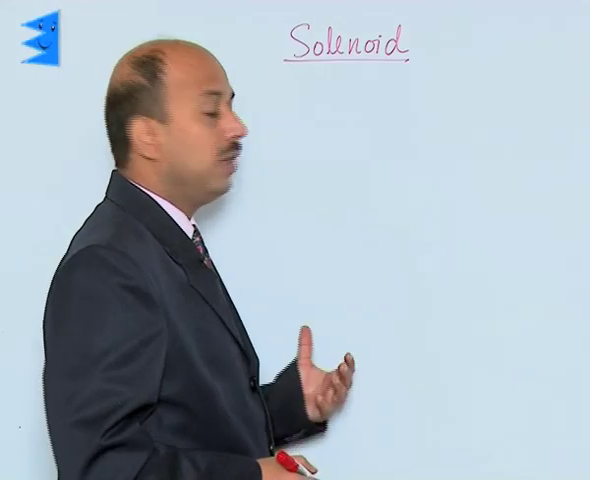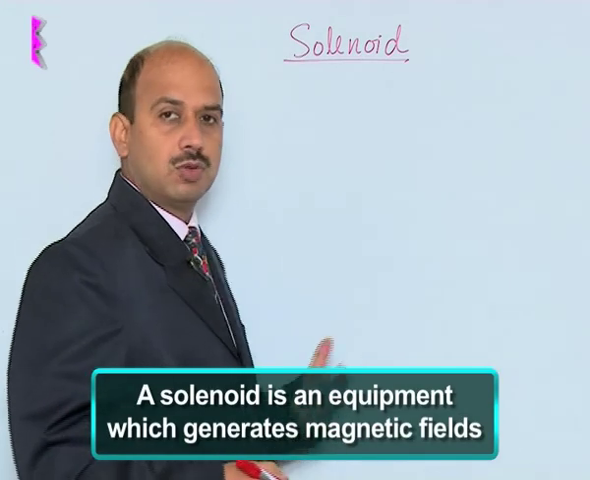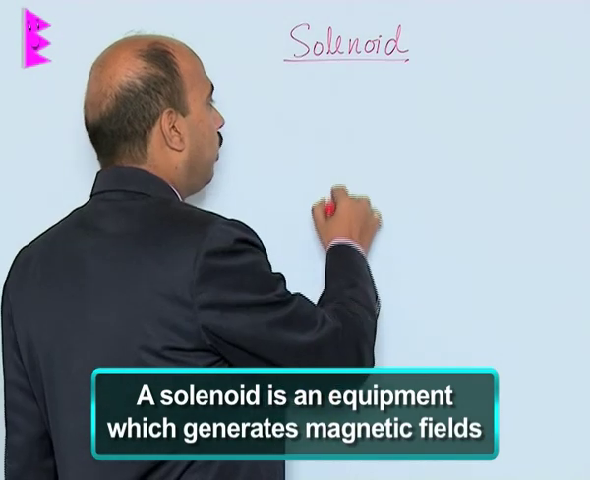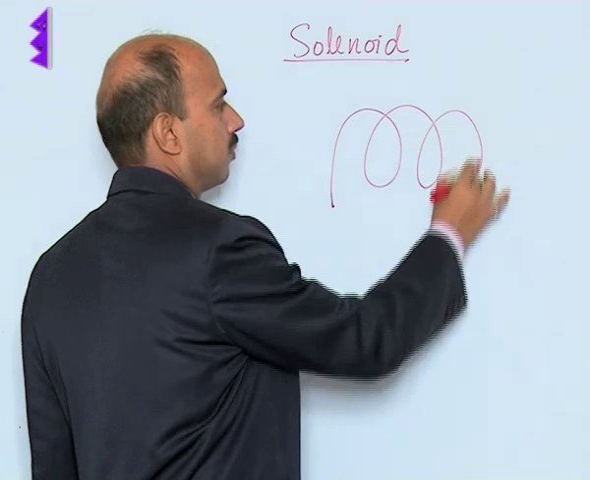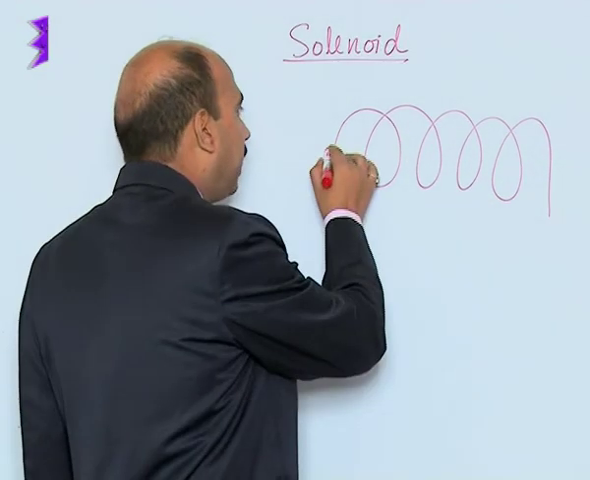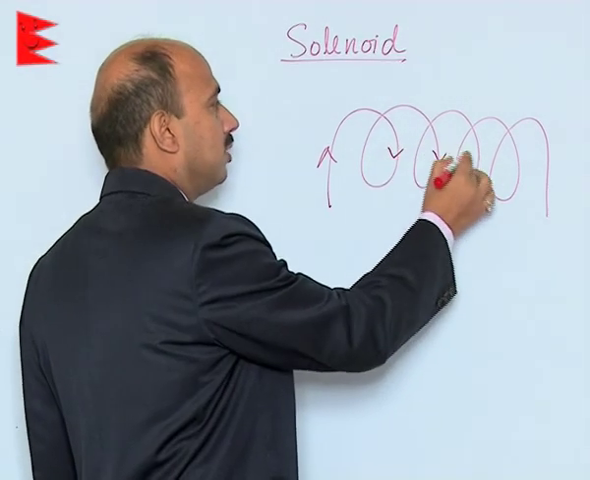So, now we have to calculate the magnetic field due to a solenoid. See here, how do we make the solenoid? Actually, it is in the form of a helix and the wire is wound like this here, and when the current is passed through this wire, the current is like this here.